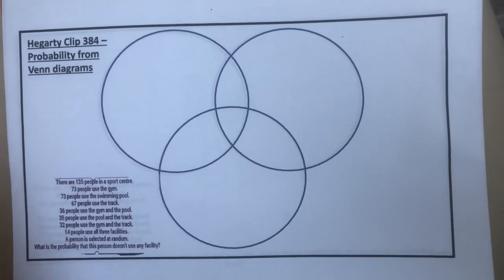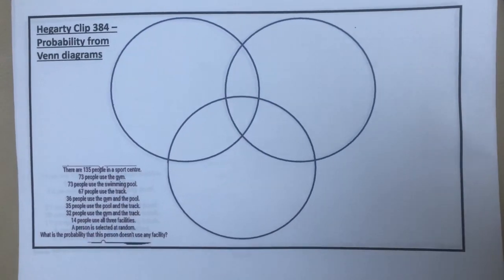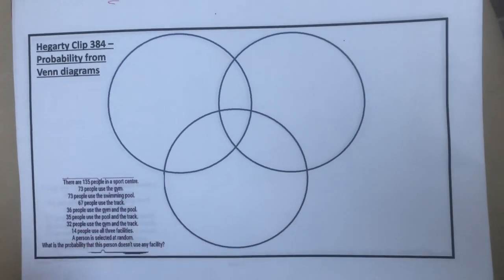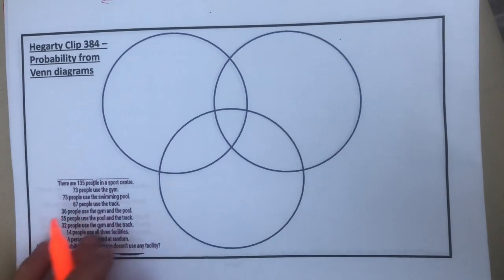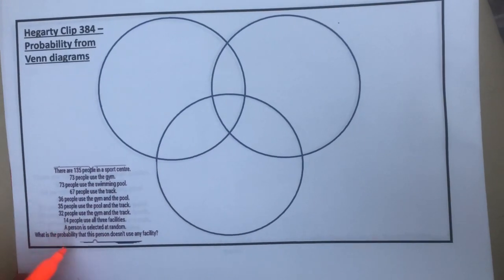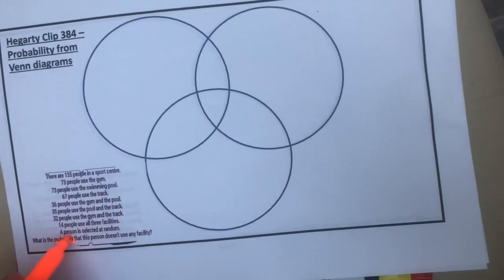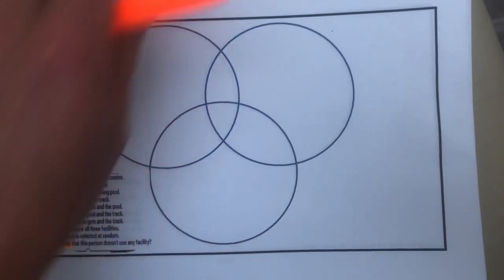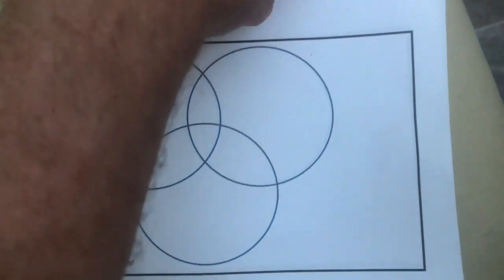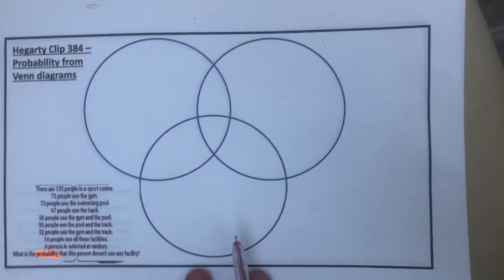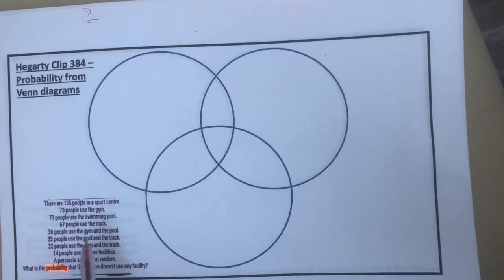Okay, this is clip 384, probability from Venn diagrams. So, although the question is about probability at the bottom, you have to do the rest of it using a Venn diagram. Now, this is quite a difficult Venn diagram to do because there are 3 sets of information.